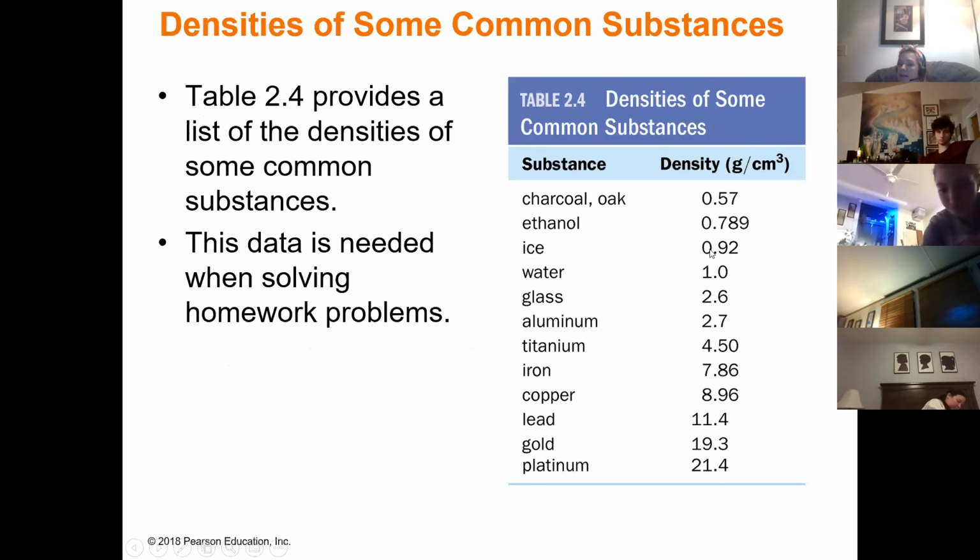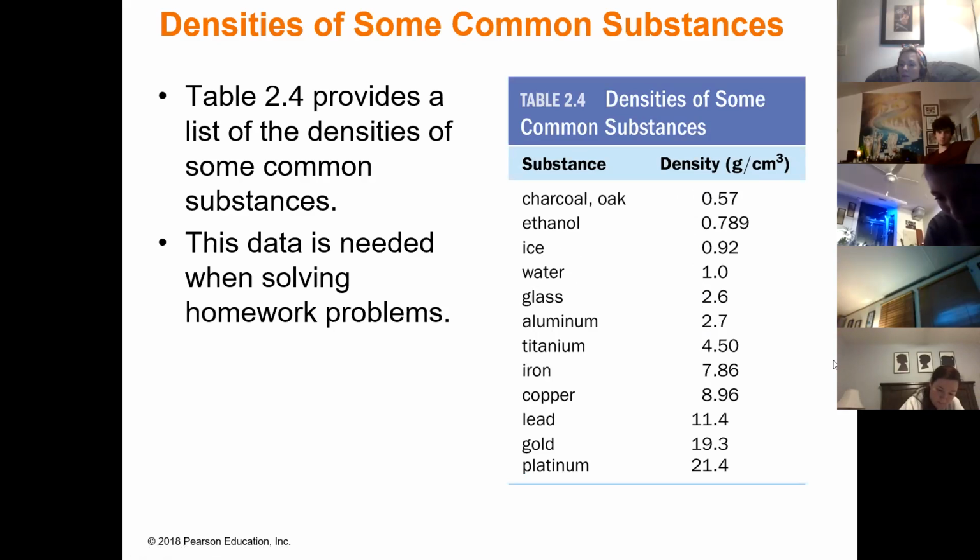Ice is slightly less dense. Water is one of the few substances where its solid form is less dense than its liquid form. That is very cool. That is very important as well for the ecology of life and a lot of functions that happen on Earth. But because ice is less dense, it floats in water, right? So all these things would float in water. Ethanol, charcoal, oak, these things all float in water. Anything that's more dense will sink.